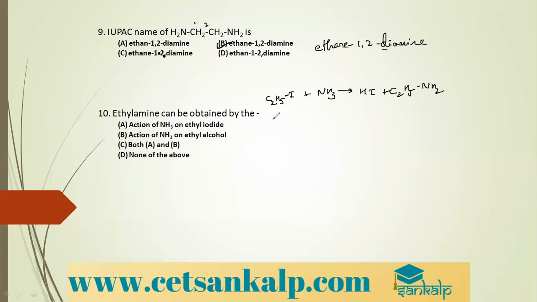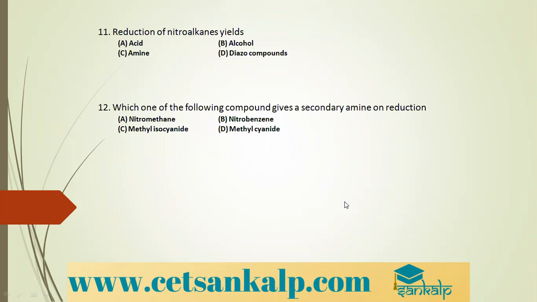Then action of NH3 on ethyl alcohol. C2H5OH plus NH3. What do we get? Here also we get H2O plus C2H5NH2. Yes, by both the reactions we get ethylamine. So the correct option is option A and B, both options A and B. So ethylamine can be prepared by action of NH3 on ethyl iodide as well as NH3 on ethyl alcohol.